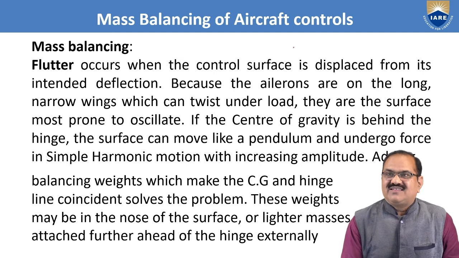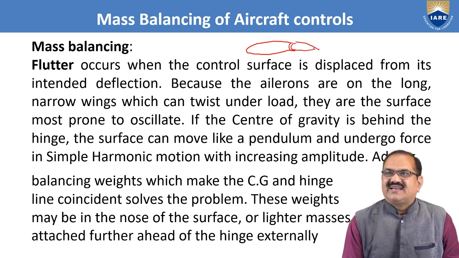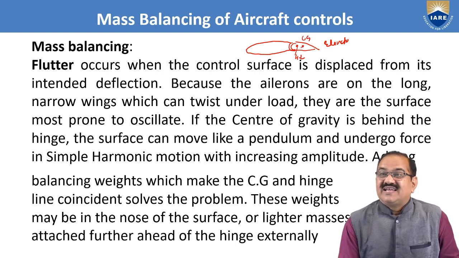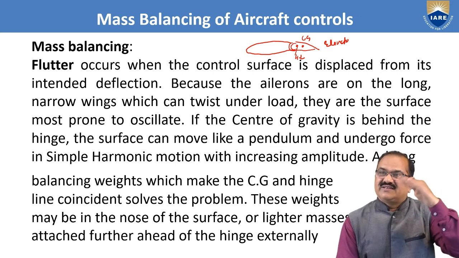I have discussed just now that this is your horizontal tail and this is the elevator, and here is the hinge line. I am just calling it HL, and this is the CG of this elevator. If the CG is behind, then what will happen? Due to deflection of this elevator, it will try to oscillate.